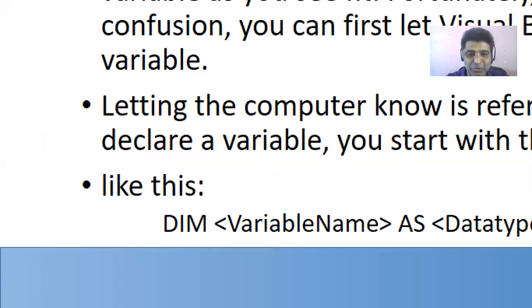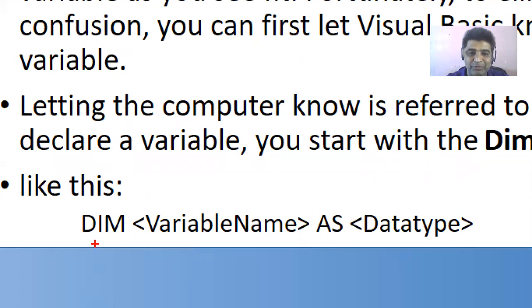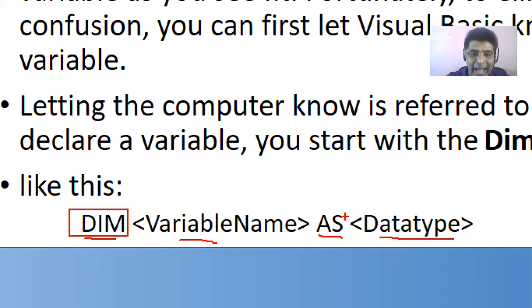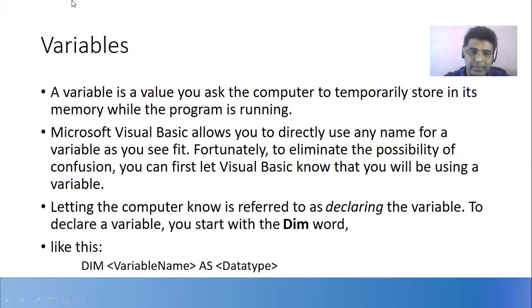So this is how we declare a variable in Visual Basic. This is the syntax for defining the variable in Visual Basic: Dim, name of the variable, as, data type. Dim and As are reserved words, keywords. The name of the variable is whatever name you want, and the data type says what type of data this variable is going to hold. I think what I explained, the same thing is written over here in a better way.